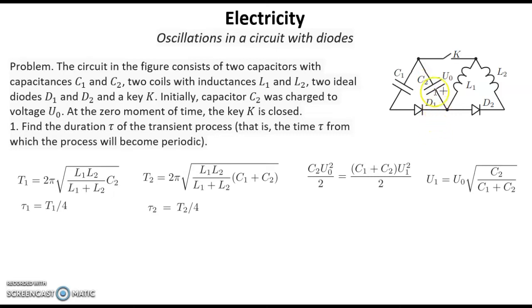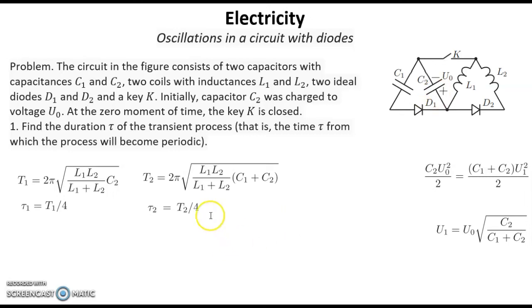Now, after this second process, currents start to flow in this direction, to the left of this key, through both coils. And now during this process we have only one capacitor C2 and two parallel coils here. So we can calculate the total period for this kind of oscillation.